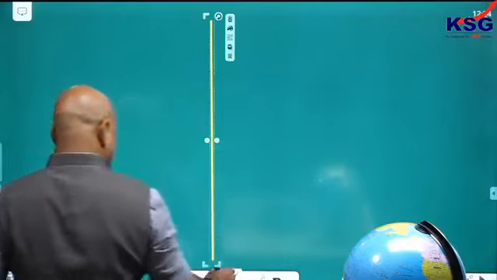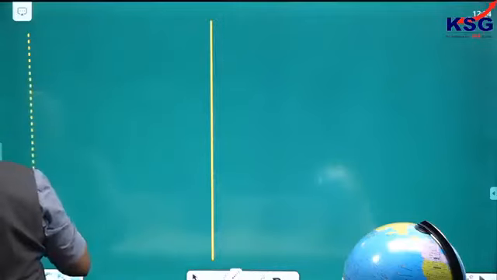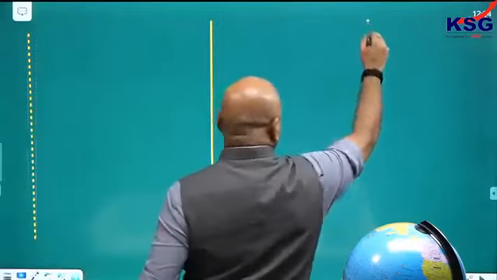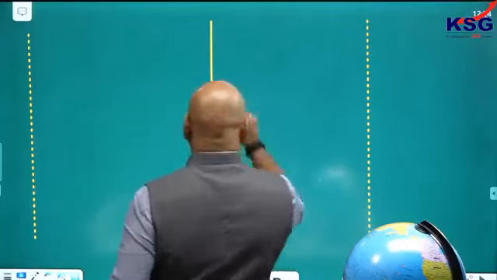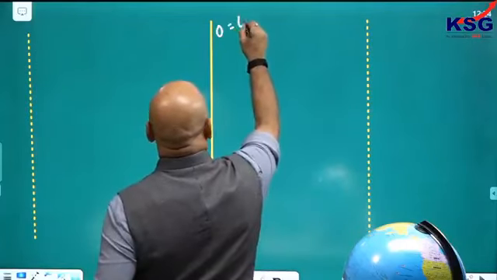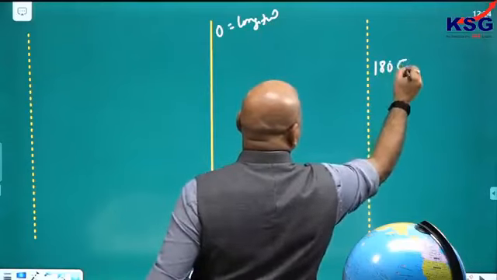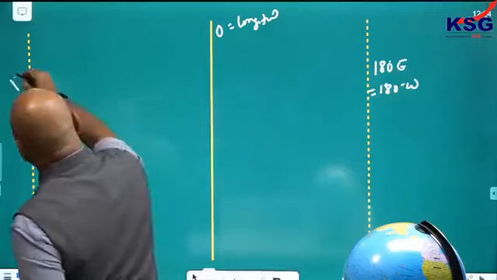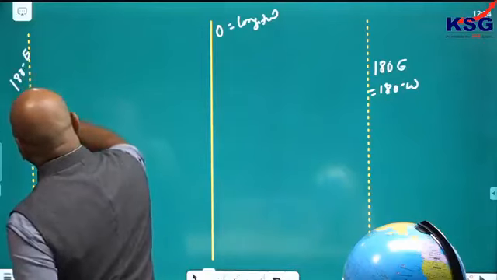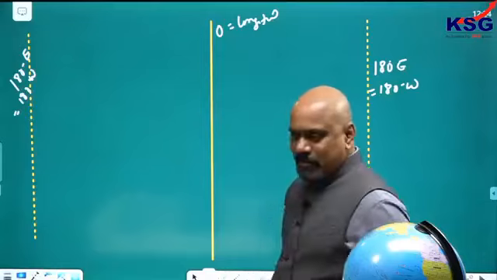Let us say this is 0 degree longitude, then 180 degree will be here and 180 degree will be here. If this is 0 degree longitude, 180 degree east equals 180 degree west, because the earth is circular. You got it?